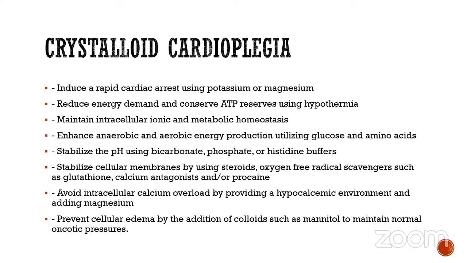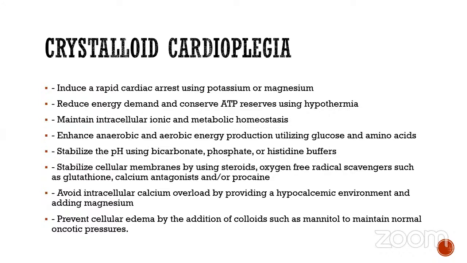The rationale behind using crystalloid cardioplegia is that they induce a rapid cardiac arrest using potassium or magnesium. They reduce energy demand and conserve ATP reserves using hypothermia. They maintain intracellular ionic and metabolic homeostasis. They enhance anaerobic and aerobic energy production utilizing glucose and amino acids. They stabilize the pH using bicarbonate, phosphate, or histidine buffers when added to these solutions.